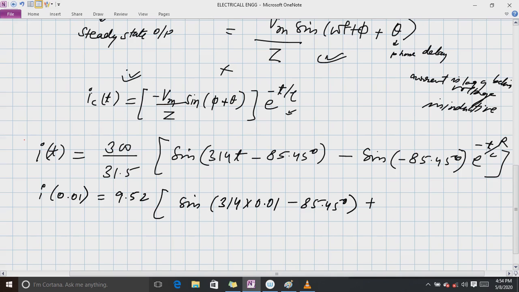Minus plus, this minus will come out. So sine 85.45 into e raised to power minus 0.01, the value of t, into r. What is the value of r? The value of r is 2.5 divided by L. What is the value of L? It is 0.1.